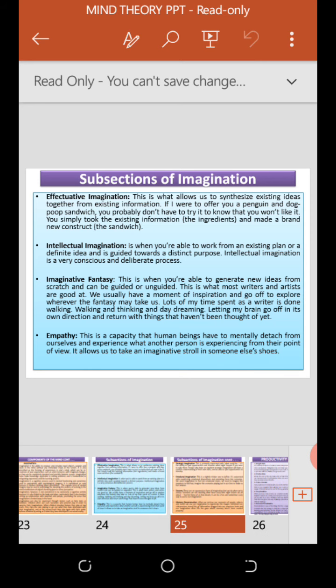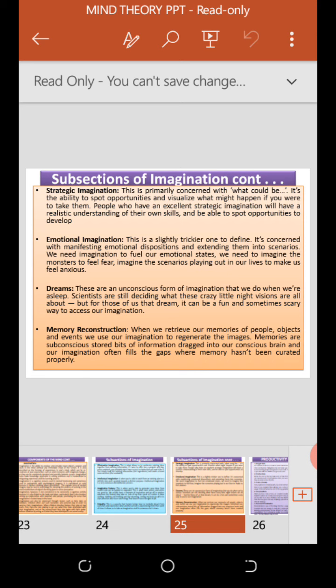Then apart from that, we have strategic imagination. Strategic imagination talks about the ability to spot opportunities and visualize what might happen after spotting the opportunities. Not everybody can spot opportunity in a closed or open avenue. Some people, what they see in every community is evil, while some see evil, but they will turn that evil into something that can be productive and something that can be meaningful to them.